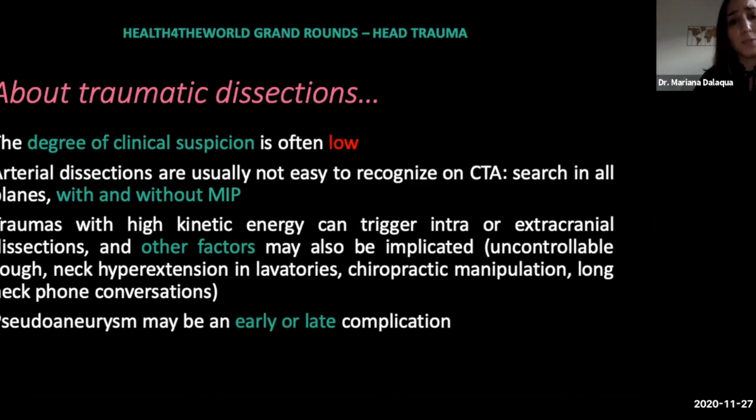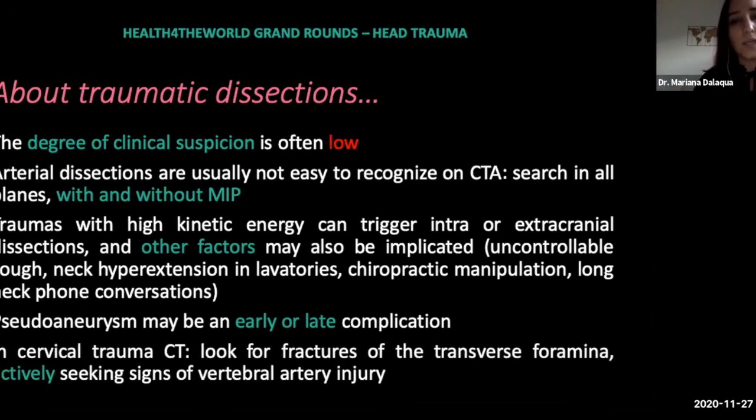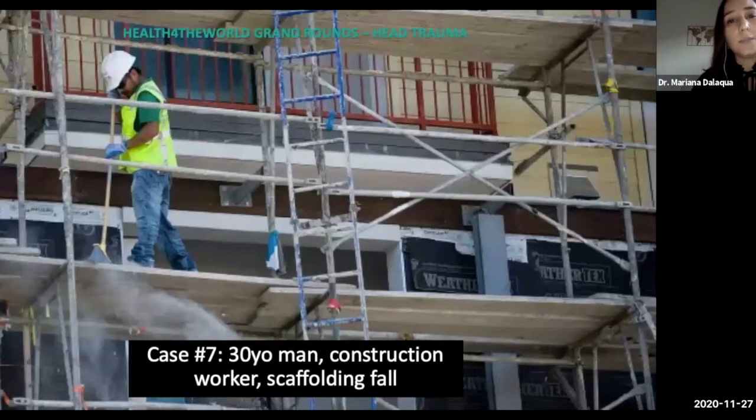So pseudoaneurysm may be an early or a late complication. We should not forget about it, and we should search actively for that. In cervical trauma CT, look for fractures of the transverse foramina before you leave the patient in the CT room, okay? Actively seek signs of vertebral artery injury, and if you are in doubt, inject, okay? And look for vascular injury if you have a very important mechanism of trauma. These are important lessons. So here is case number 7.